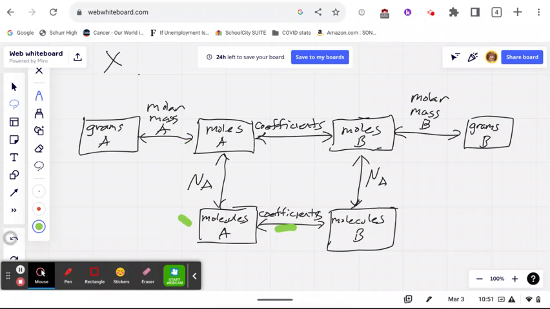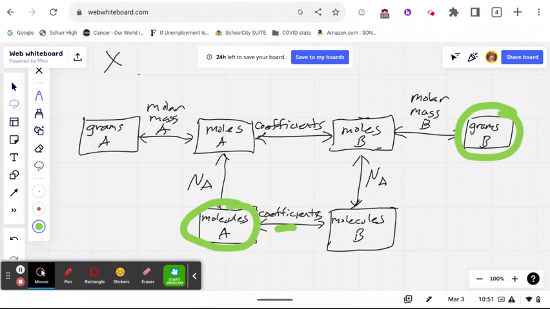So regardless of what you're given, you can be asked for some other unit. And that's what you're going to find in this worksheet. It's going to give you practice. Some of the problems, you might be given the number of molecules of a substance, right? Molecules of A, and ask for the number of grams of the other substance. Right? So just because I gave you molecules doesn't mean I'm going to ask for molecules back.